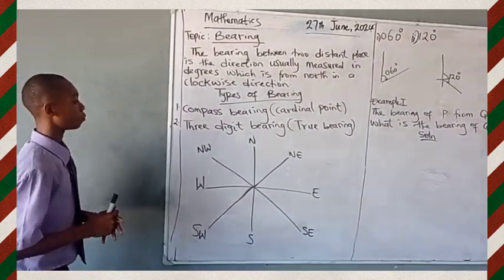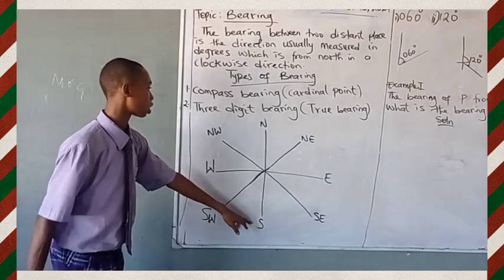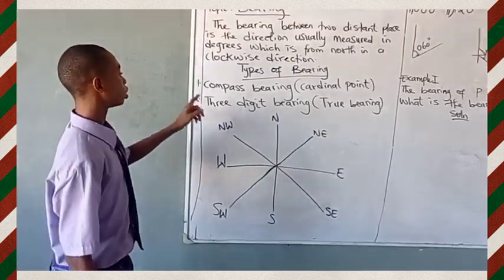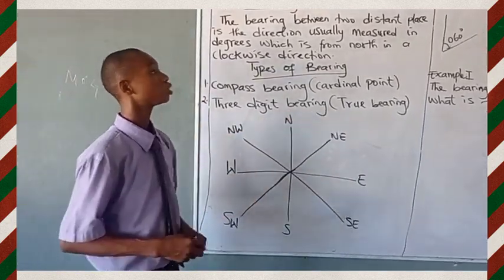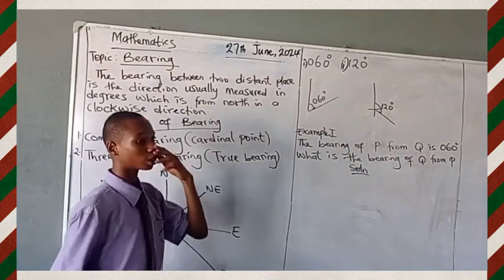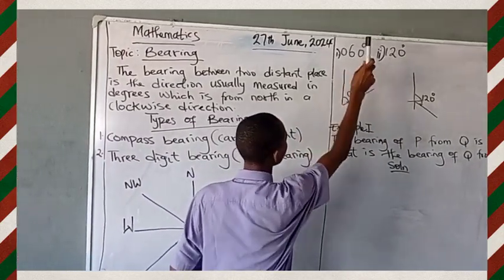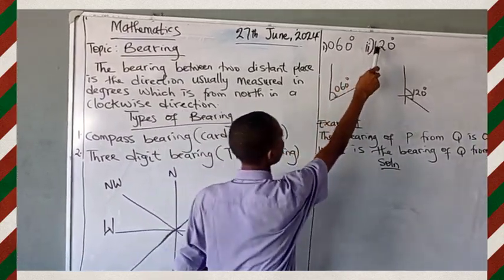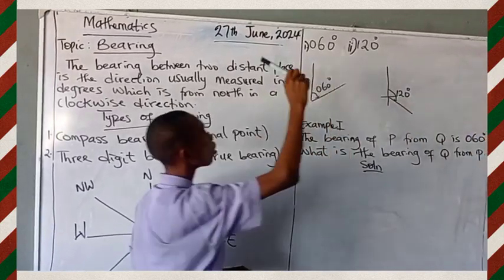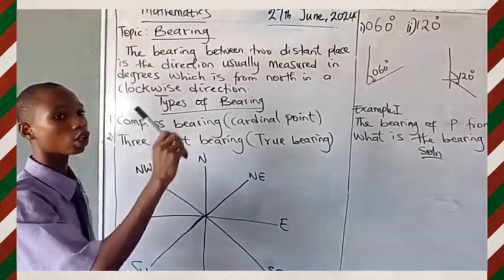Now, we cannot read our bearing from the west or the east. We read it from either the north or the south. Number two is the three-digit bearing. The three-digit bearing has three figures, measured in degrees. For example, 060 degrees, and another example, 120 degrees. In this three-digit bearing, we start our reading only from the north.